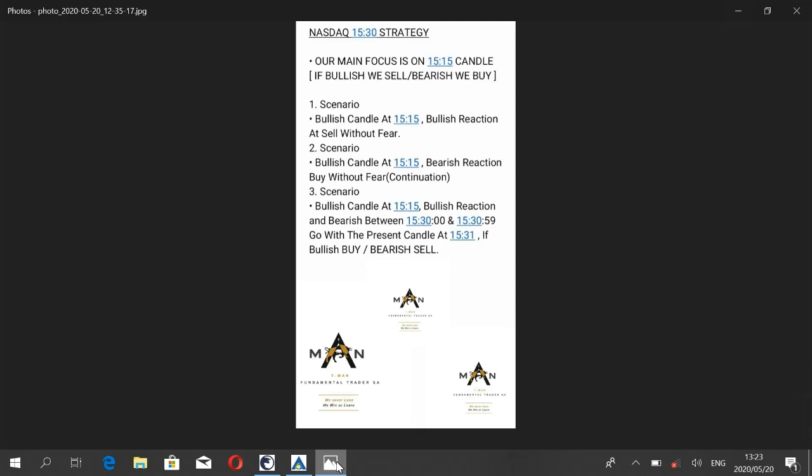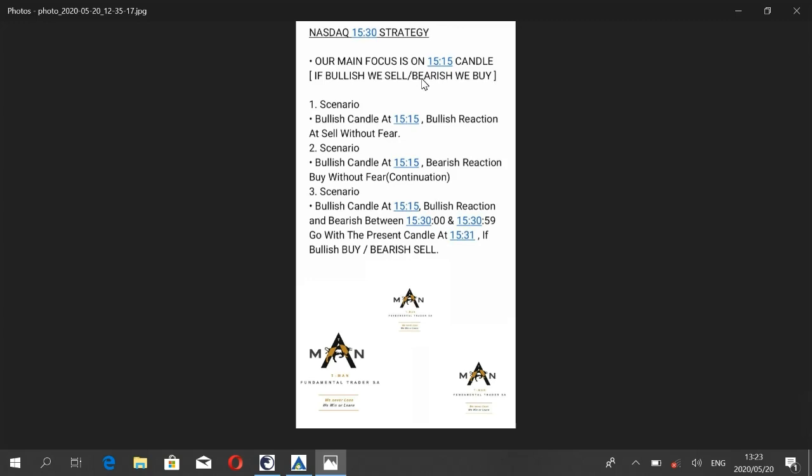What I mean by this is that we are trading Nasdaq at 3:30. So if the 15:15 candle is bullish, we expect a bearish movement at 3:30. If the 15:15 candle is bearish, we expect a bullish movement at 3:30, right? But we don't just enter our trade. We need to wait for a reaction first at 3:30, and then we can execute our trade at 15:31.